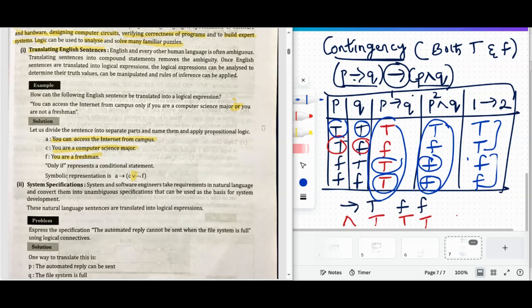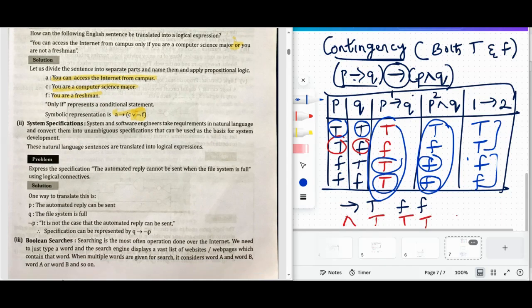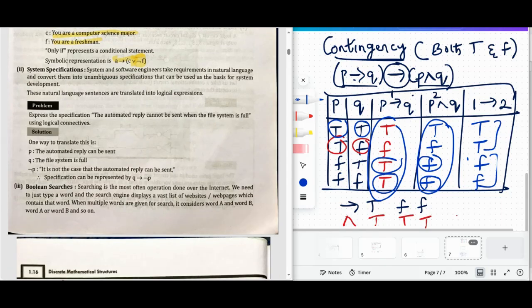So this way of writing is called translating English sentences. Here, or means we are using the or symbol, and not means we are using negation. So here not is given in the sentence, it's called negation. So this way of writing is called translating English sentences.